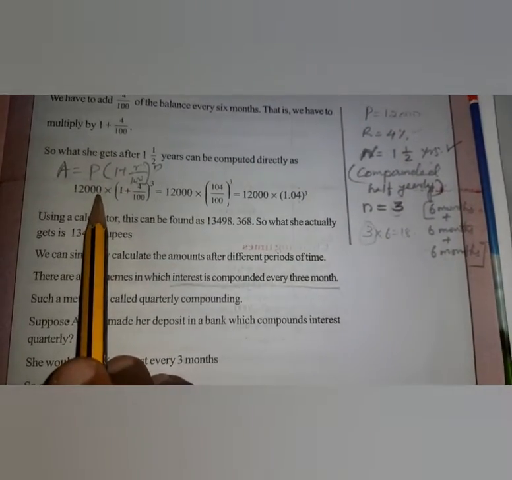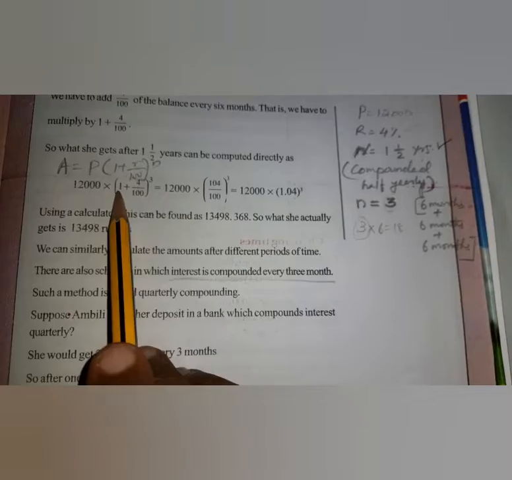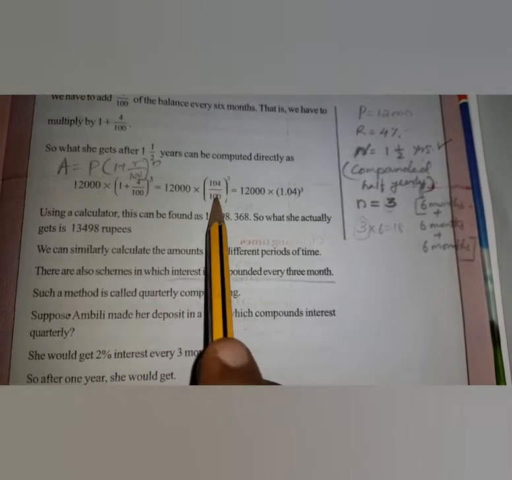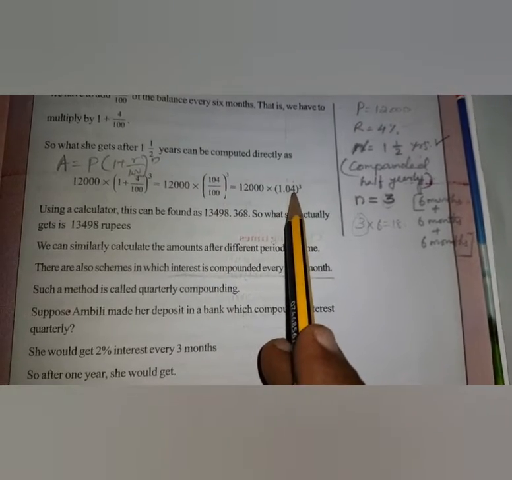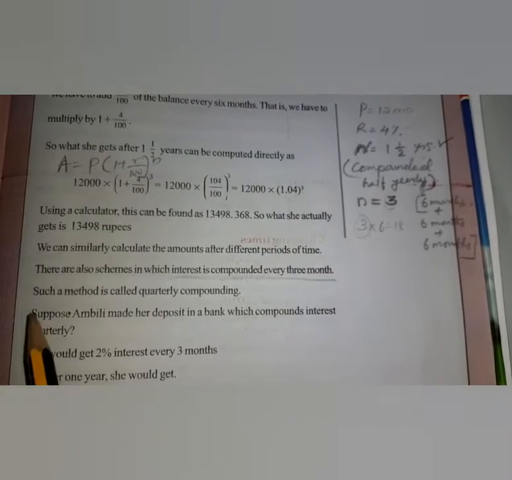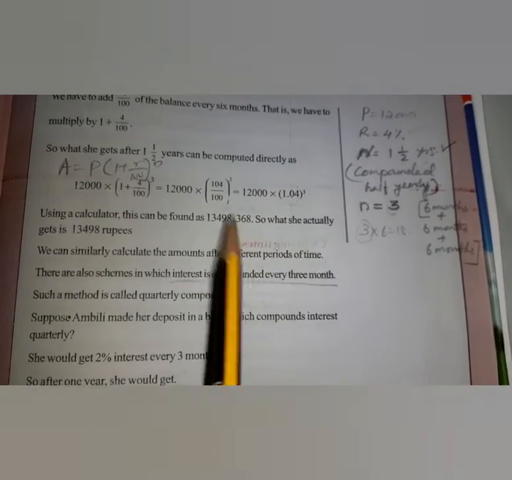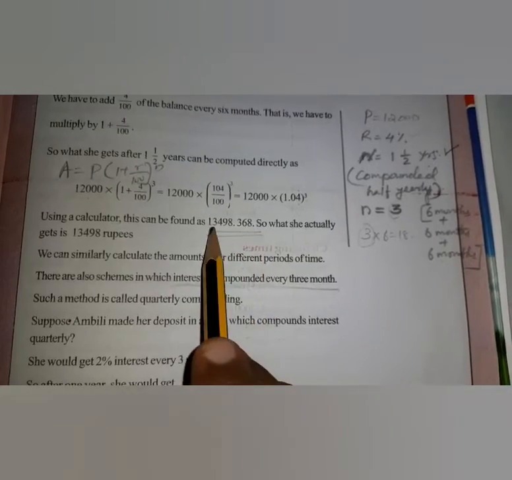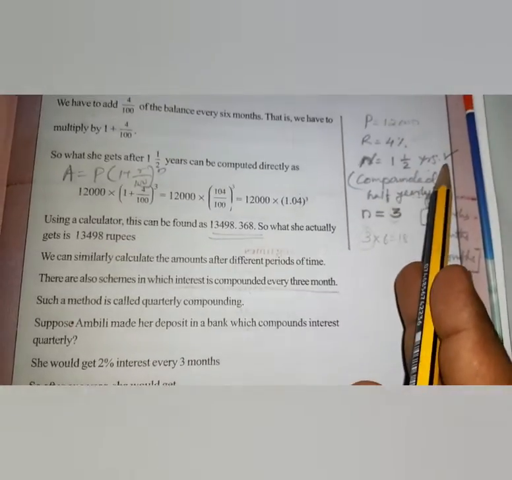So 12,000 is the principal amount. Then the rate of interest is 4%. The number of times is 3. So 12,000 into 1 plus 4 by 100. We can write it as 104 by 100 raised to 3. 104 by 100 is 1.04 raised to 3. And we find out how to solve this using a plus b whole cube, which you studied in the previous class already. So if you calculate this, you are getting the amount as 13,498 rupees after 1.5 years.